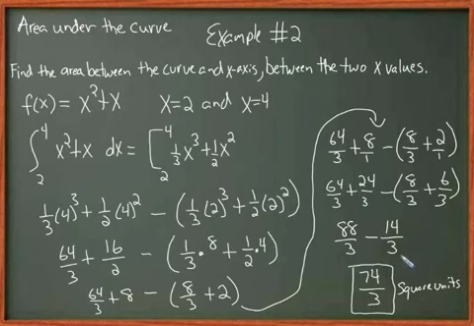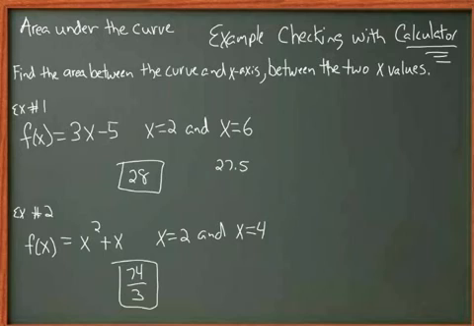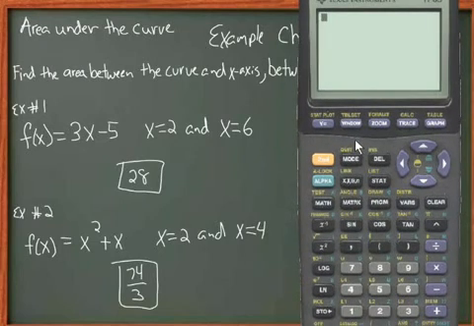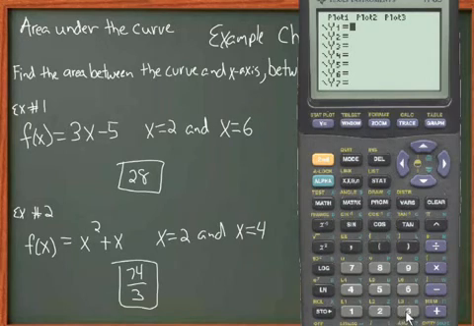Okay, next what we're going to do is find these same values with a calculator. So we'll look at that right now. Now, remember, in example 1, the answer was 28. And in example 2, the answer was 74 over 3. To show you how to find the value using a calculator, we bring out the calculator and enter into y equals the function 3x minus 5 for example 1.